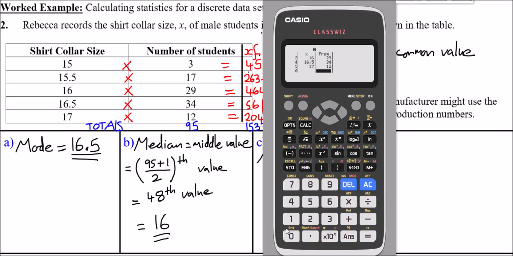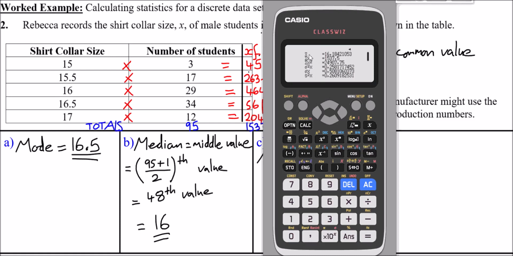Now this is the counterintuitive step. At this point, what we're going to do is press AC to cancel all this away. Okay, so press AC, but don't worry, the calculator's stored all the information. Now we're going to press OPTN for option, then press 2 for one variable calc. So press option 2, and you have loads of different statistics here.